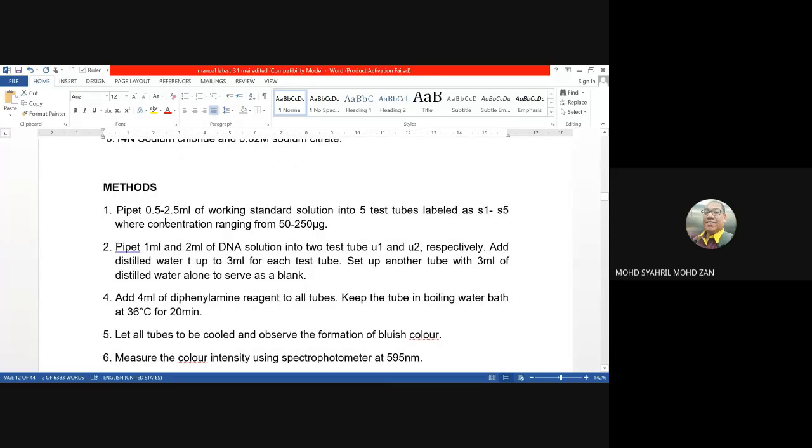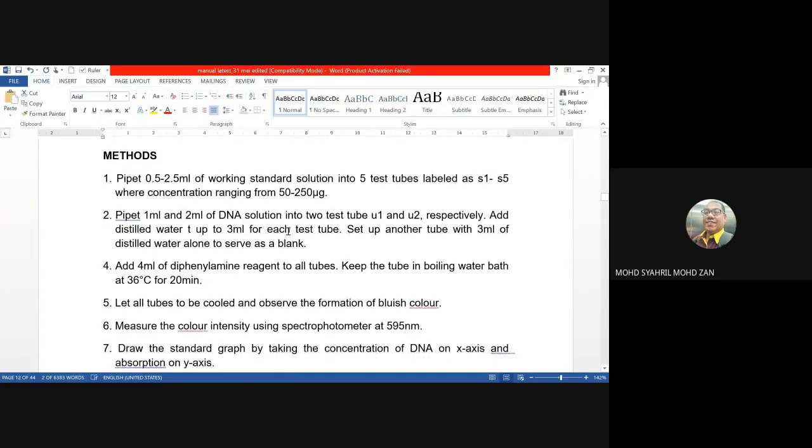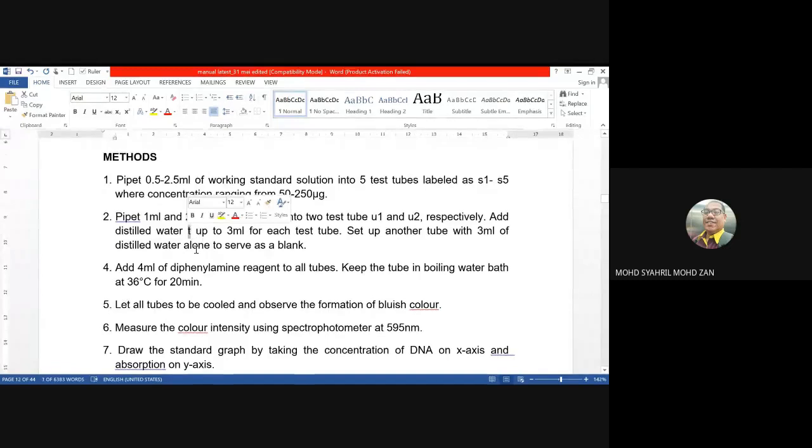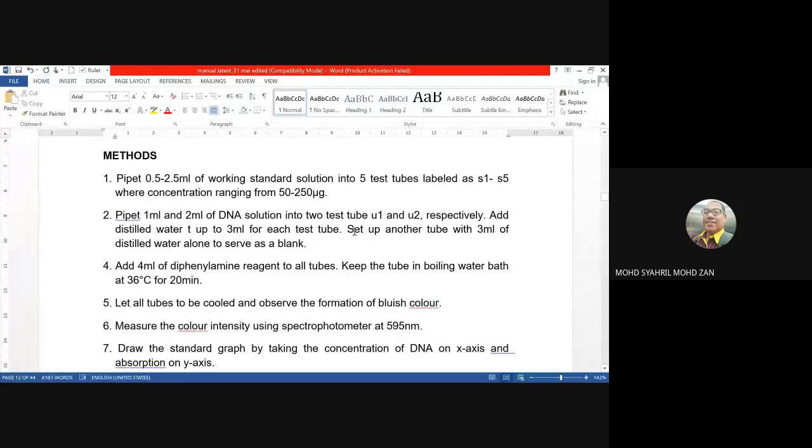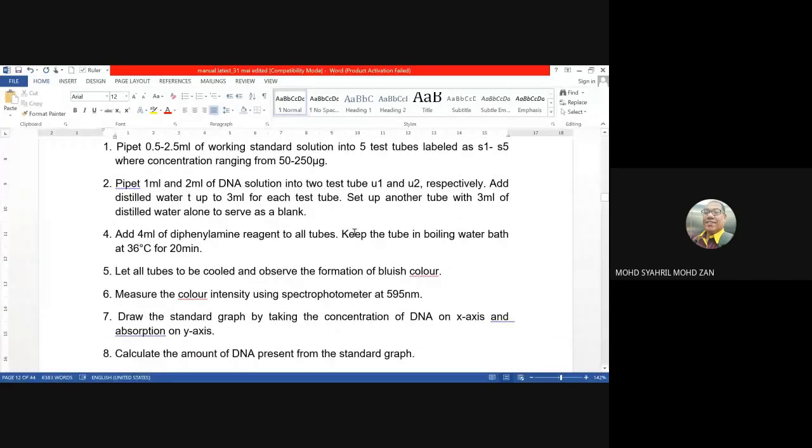Pipette 0.5 to 2.5 ml of working standard solution into the 5 test tubes labeled S1 to S5, where the concentration ranges from 50 to 250 microgram. Pipette 1 ml and 2 ml of DNA solution into the 2 test tubes, U1 and U2 respectively, and add distilled water up to 3 ml for each test tube. Okay, set up another tube with 3 ml of distilled water alone to serve as a blank.